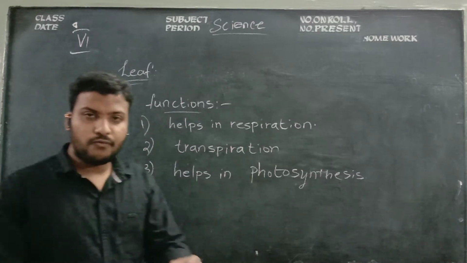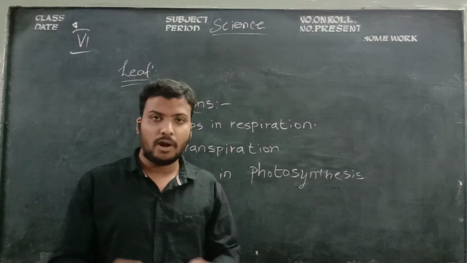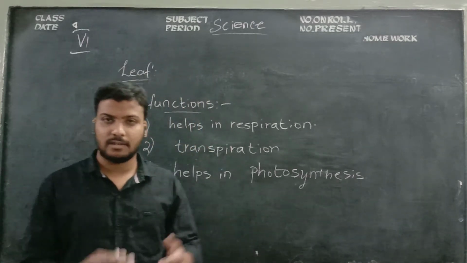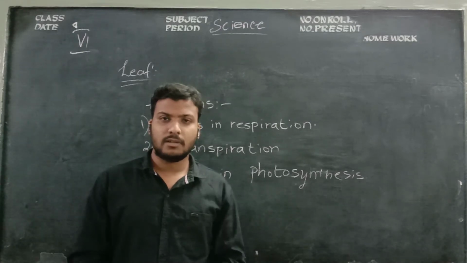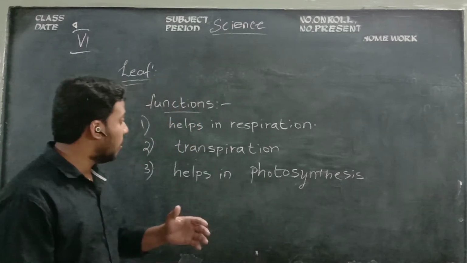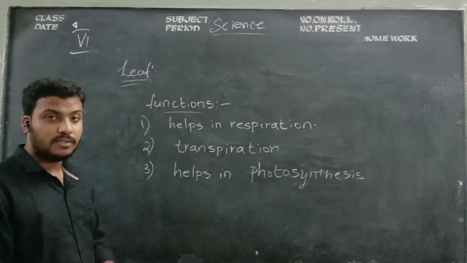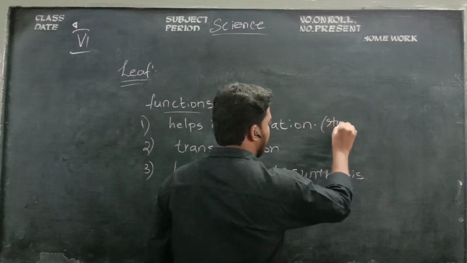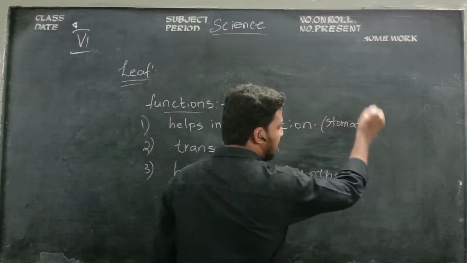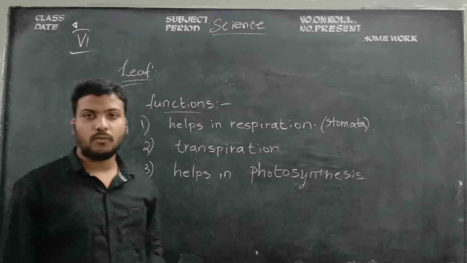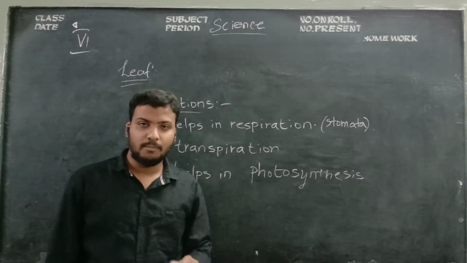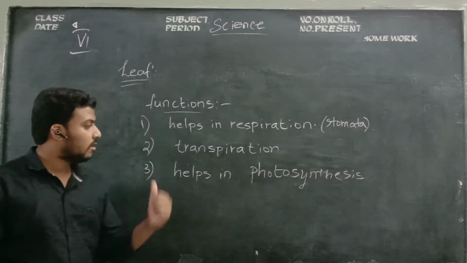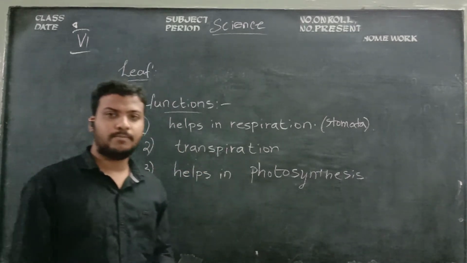If we want to respire or take a breath, we need a nose, children. Yes or no? If we don't have any nose-like structure, we can't take a breath, then obviously we will die. Like that, the leaf also has a nose-like structure, called the stomata. Through the stomata, the leaf takes in carbon dioxide because it requires carbon dioxide, and we need oxygen, children.